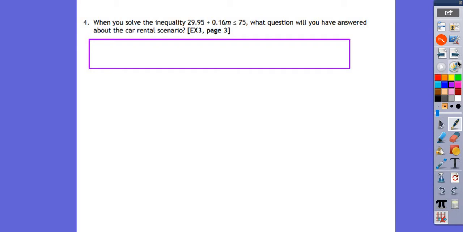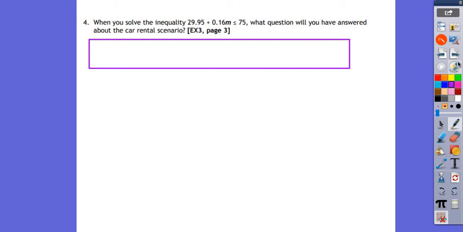Then what did 16 cents M stand for? How many? 16 cents per mile, because M stood for mile. Less than or equal to 75. What did 75 mean in the situation? How much it costs. The boss didn't want me to go over that amount, so that was a pretty crucial amount I needed to remember.